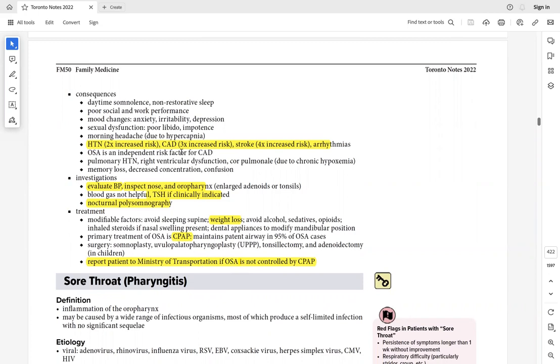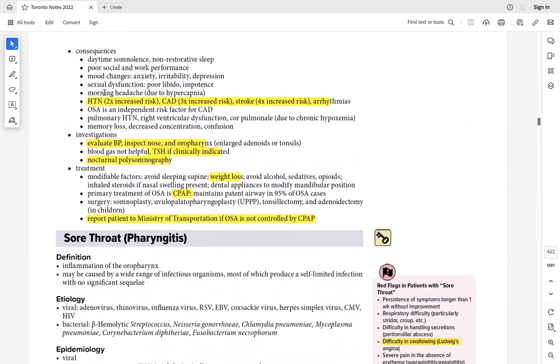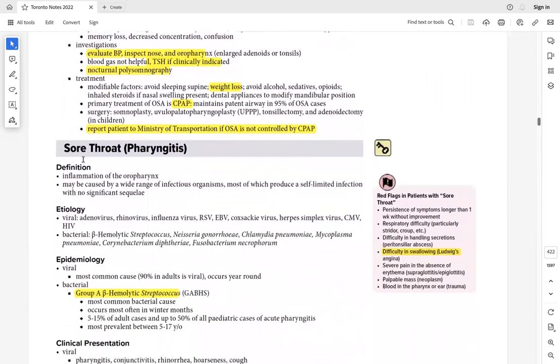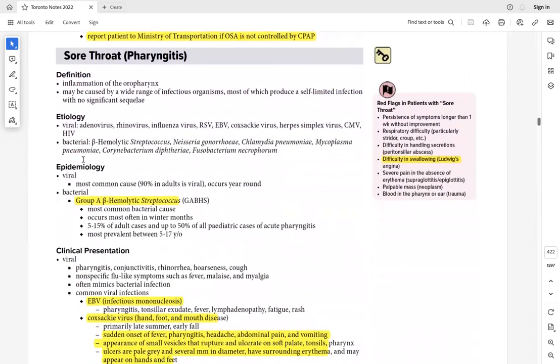In these patients, there's increased risk of hypertension, 2 times increased risk, coronary artery disease, 3 times increased risk, stroke, 4 times increased risk, and arrhythmias. So they have increased risk of all these things. Most common is hypertension in them. Have to rule that out.